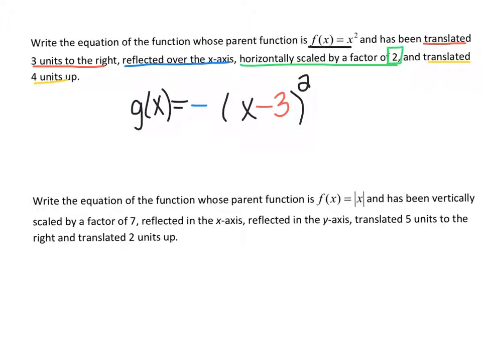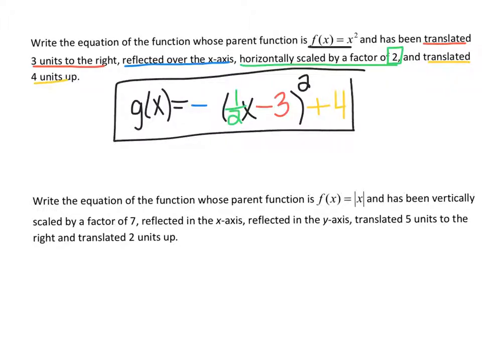Since I'm scaling by a factor of 2, I actually put the multiplicative inverse of 2, or the reciprocal of 2, in the parentheses. And finally, translated 4 units up means I'd have a +4 at the end. And so here is the equation of all of those transformations to the parent function x squared. Okay, so we'll look at one more of these.